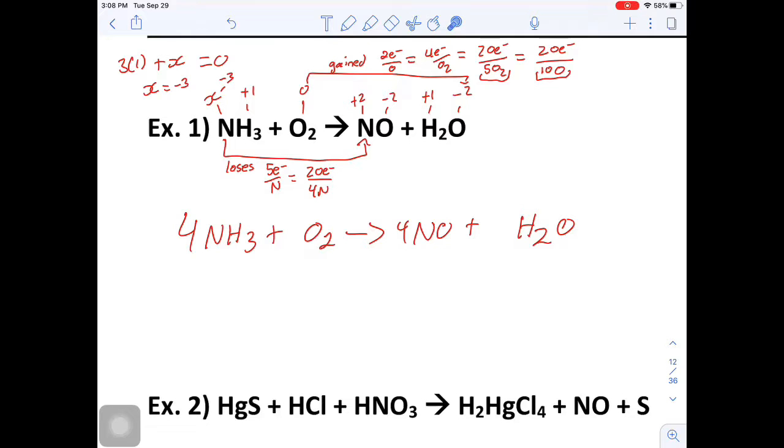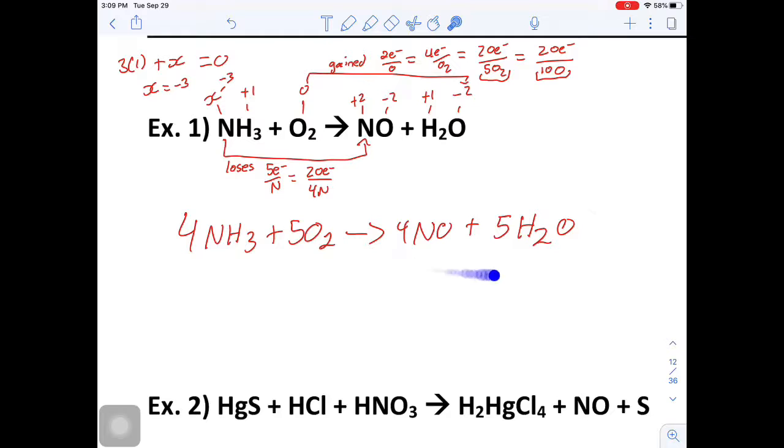Now my next step here is I need to balance my oxygens based on electrons. I'm going to balance based on my oxygen. So I need 10 oxygens in order to be transferring 20 electrons. So over here, I'm going to put 5. So now I have 5 oxygens there. And I'm going to put 5 oxygens here. 5 times 2 is 10 oxygens.